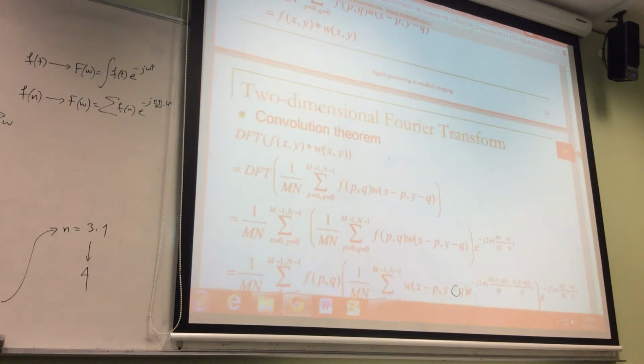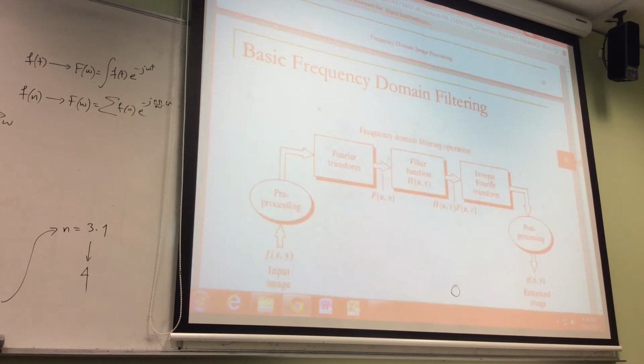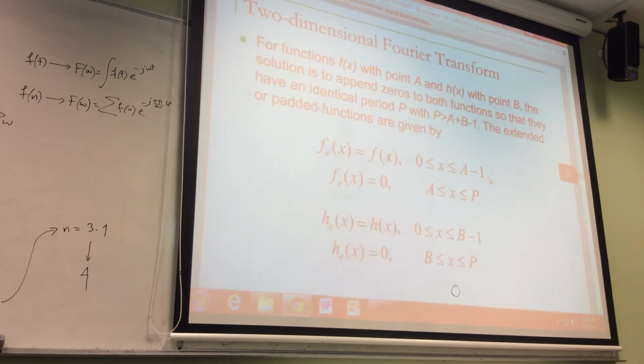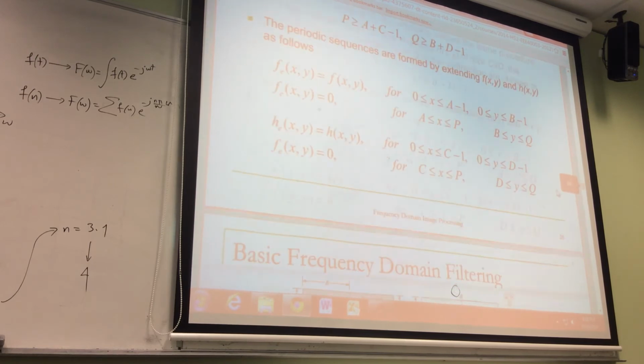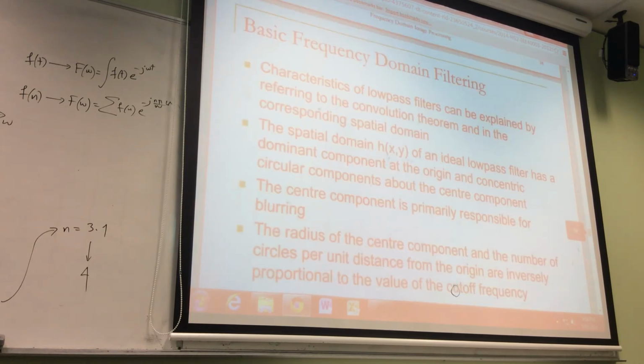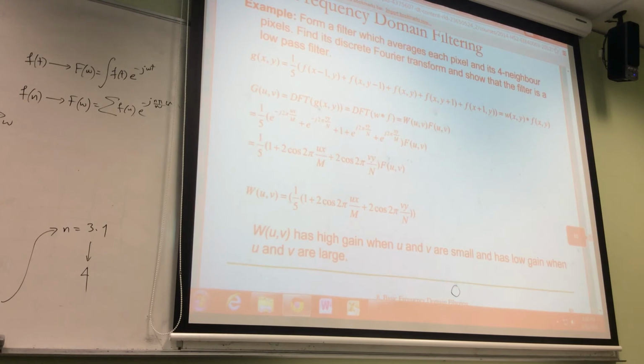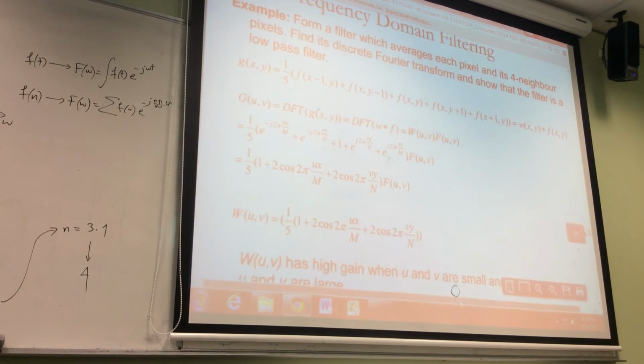Okay, the next one. You will find that you are probably asked what type of filter this is. This one is also a past exam question. Form a filter with every x pixel and its four neighbor pixels. Find its discrete Fourier transform and show that the filter is a low pass filter.